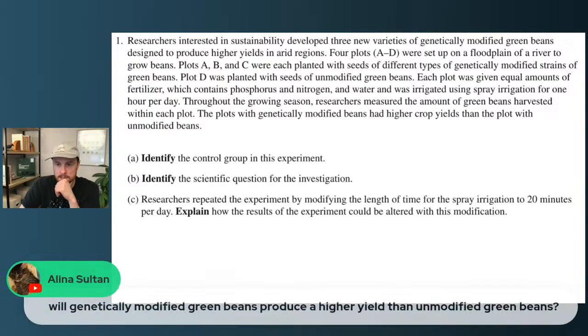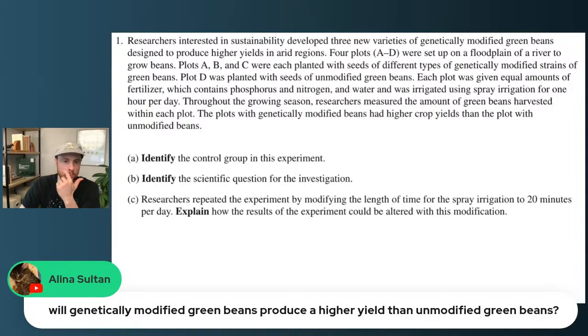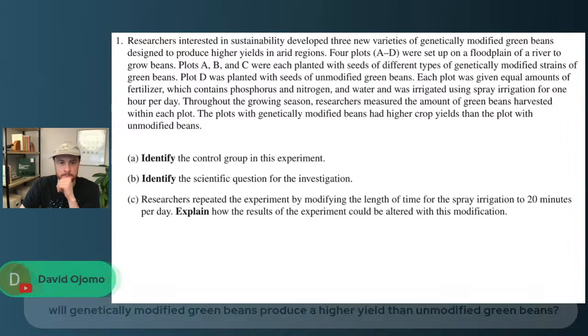Here's a great scientific question. Will genetically modified green beans produce a higher yield than unmodified green beans? This is a great question, Alina.